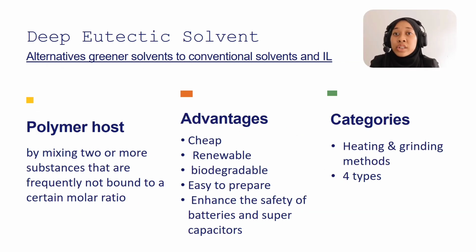Next is deep eutectic solvent. The eutectic term comes from the lowest freezing melting temperature obtained by mixing two or more substances that are frequently not bound to a certain molar ratio. Moreover, DES can be defined as a greener alternative to conventional solvents and ionic liquids in potential industries. These solvents have some advantages that give good use for industries such as being cheap, renewable, biodegradable, easy to prepare, and enhancing the safety of batteries and supercapacitors. DES can also be categorized with two methods, which are grinding and heating. It also has four types.